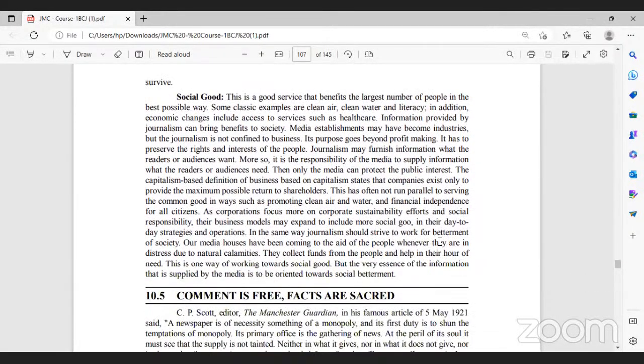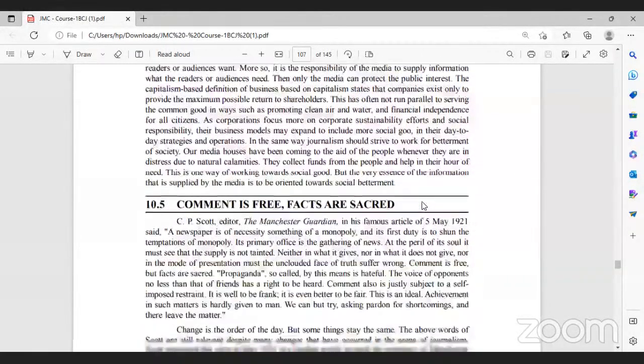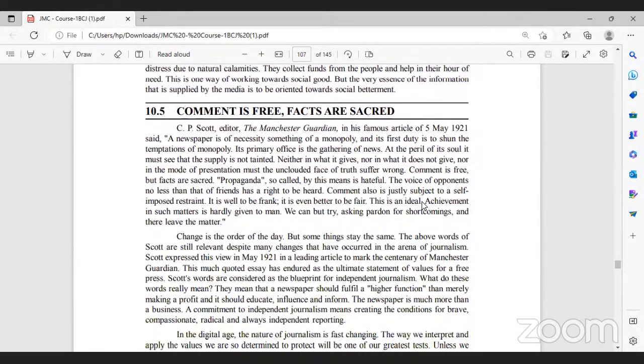So journalism may furnish information that is related to the readers and audiences. Then only can the media protect the public information and public interest. So the media has to work as a social good. And we also see that comment is free, facts are sacred.